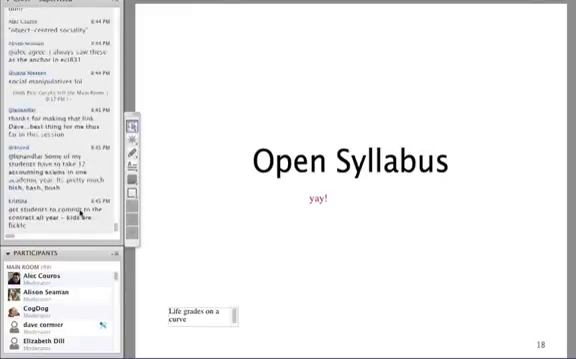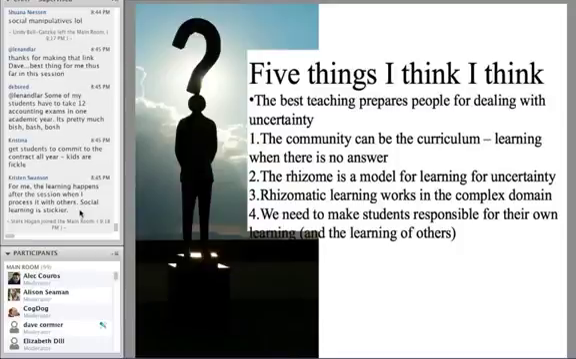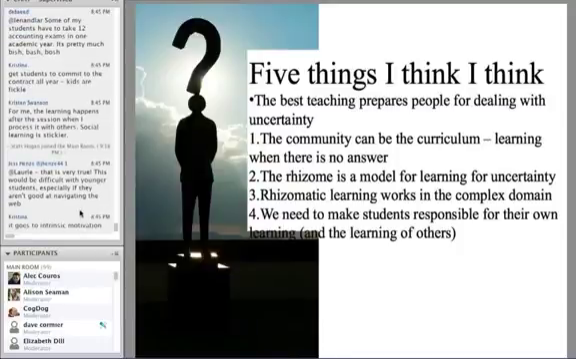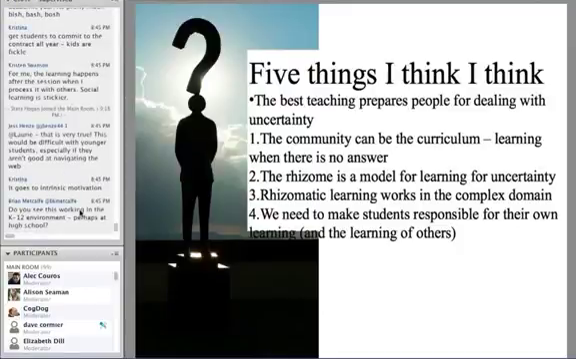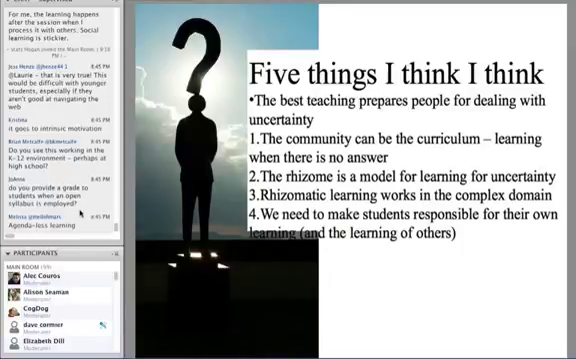All right. So there are those five things that I think are part of rhizomatic learning, and I'll just review those one more time. It's about preparing people for uncertainty, that community can be the curriculum, that the rhizome is a model for learning, that idea of it being undefined, reactive, resilient. We're talking about the complex domain, things that don't have right answers, subtle things that you have to come to know, you have to create your way towards knowing. And that student responsibility is critical. It's totally critical to that process.